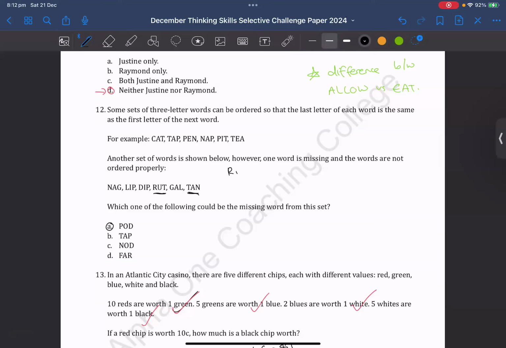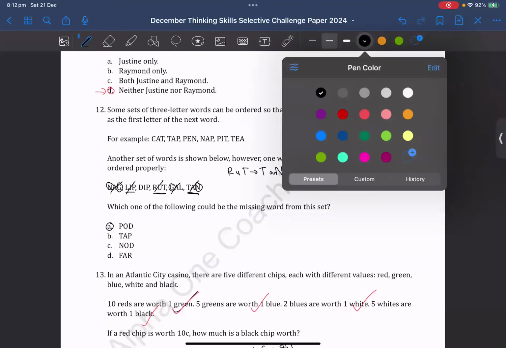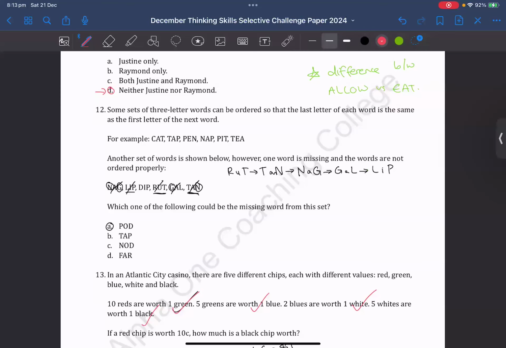So you've got R, U, T, and that leads to T, A, N. Now we're looking for a word that starts with N, and I see nag. Then I'm looking for something that starts with G, which in this case is gal. As I go through, I'm going to cross out the words I use, just so I know I'm not going to use them again. And that leads to lip, L-I-P. Done. So our leftover word is dip.